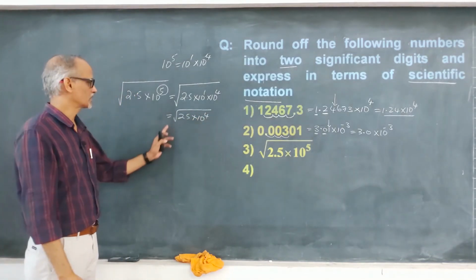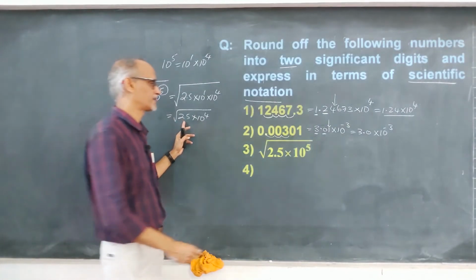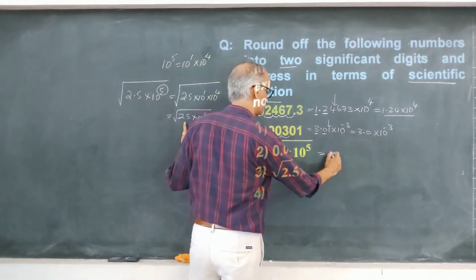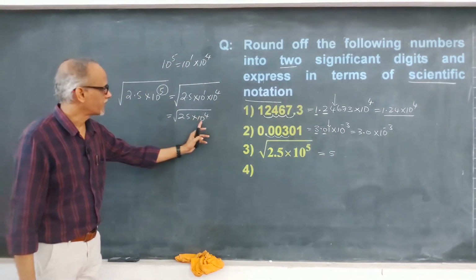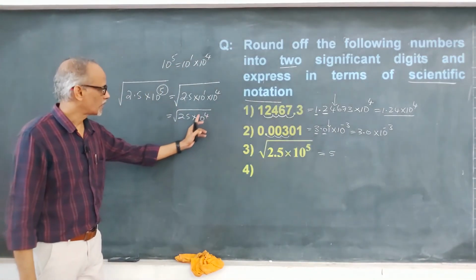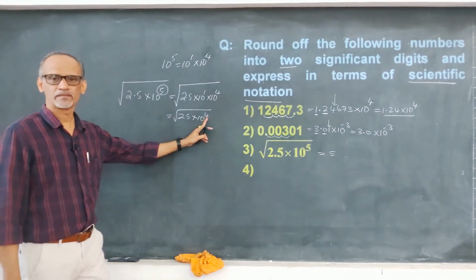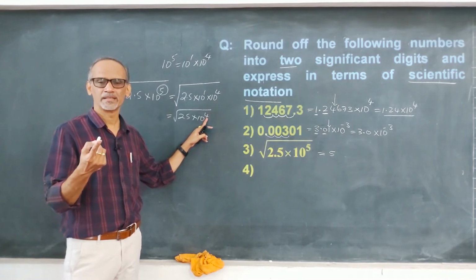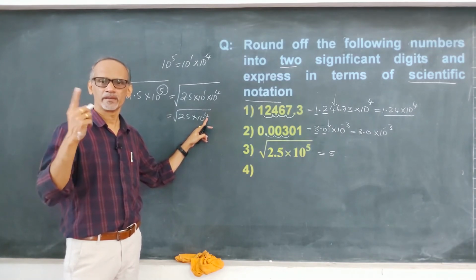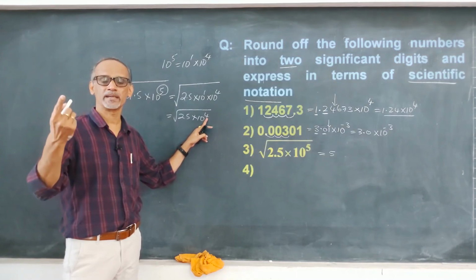10 into 2.5 is 25 into 10 to the power 4. Now it's very easy. Root 25. So what is the square root of 25? That's 5. Correct. What is the square root of 10 to the power 4? You just write half of the power. If the power is 4, write 10 to the power 2. If the power is 6, 10 to the power 3. If the power is 8, 10 to the power 4. If the power is minus 16, 10 to the power minus 8.